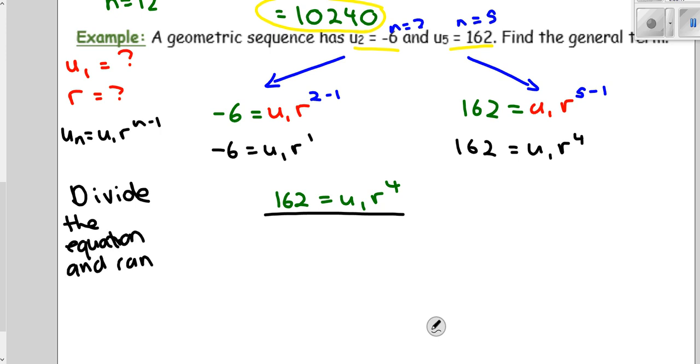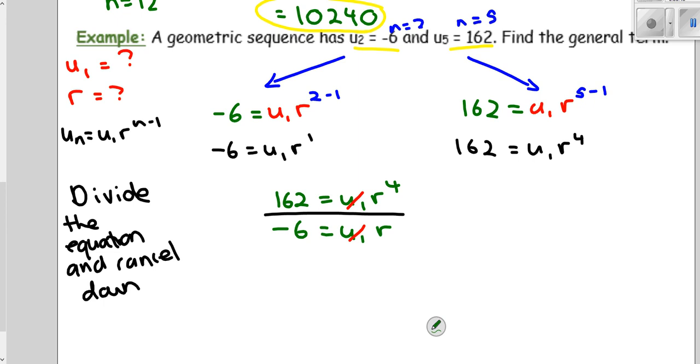Whereas with arithmetic sequences, it was more set up to do elimination, regular simultaneous equations, because there was something like u of 1 plus d. And the second one is, negative 6 equals u of 1 r. So what completely cancels out? Krista? You cancel out the u of 1. Yep, good. And you would have to work out 162 divided by negative 6.